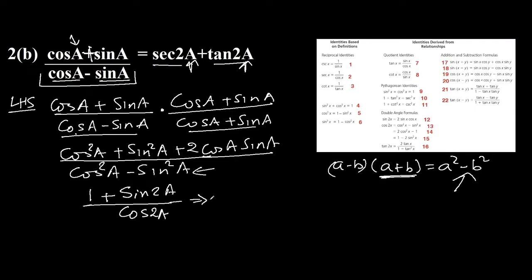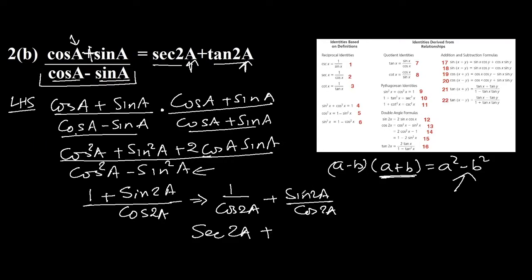And we can separate them now. It will be 1 over cos 2A plus sine 2A over cos 2A. 1 over cos 2A, look at identity number 2. It is secant 2A. Plus sine over cos. Sine over cos is tan, number 7. But the angle will remain 2A. And that is the RHS. We have proved it.